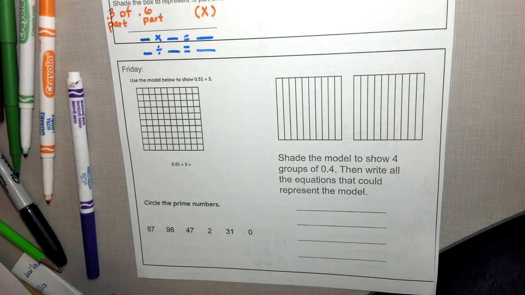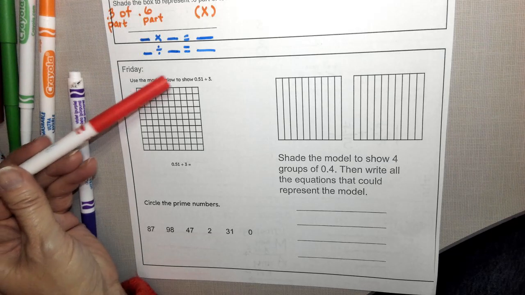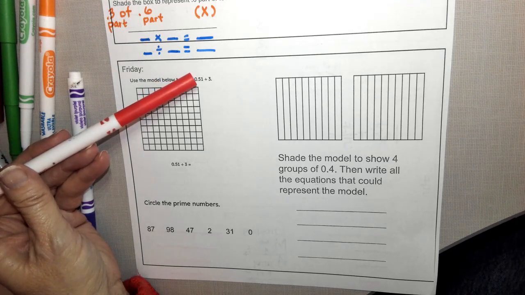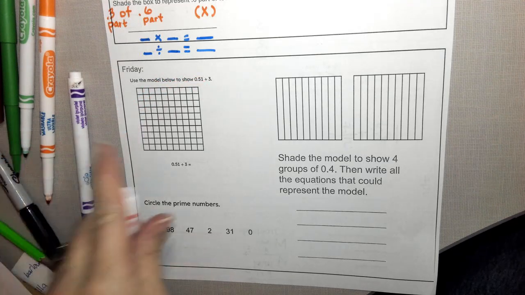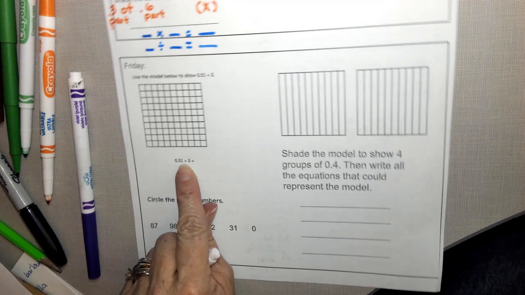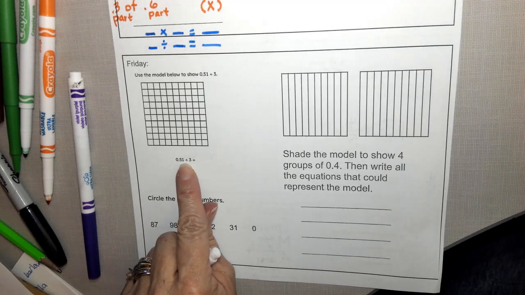And now we've made it to Friday. So we're going to use the model to show 51 hundredths divided by 3. So what that means is we're going to need to think about what would be 3 groups that would give me 51. So one way I might want to do this is to actually solve the algorithm.